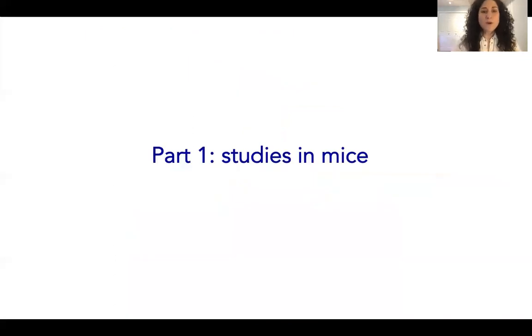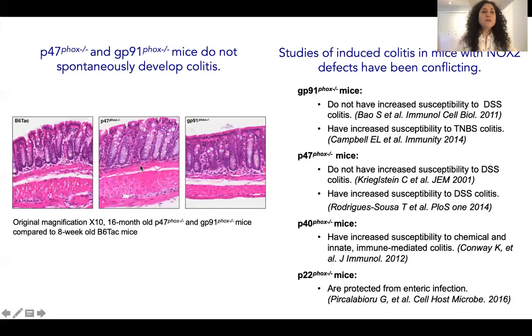So we'll proceed with part one of this presentation, which involves our work in mice. So we know that P47 and GP91 knockout mice do not spontaneously develop colitis. And we followed our mice up until they were 16 months old. And you can see here when looking at these histology slides that the colon looks really normal and comparable to that of a young wild-type mouse.